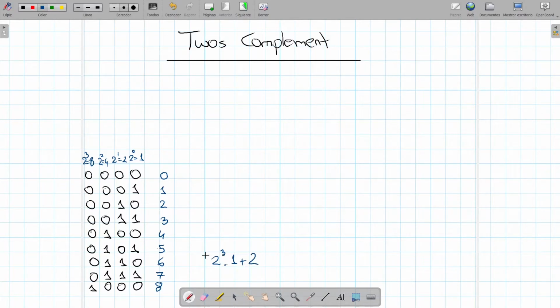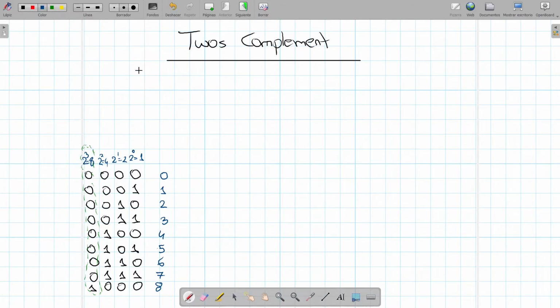For example, here in 6, this is 2 to the power of 2 times 1 plus 2 to the power of 1 times 1, and that's 4 plus 2 equals 6. Okay, so that's very easy. The problem is, how do we represent negative numbers? So the first thing that people thought of was to remove one of the bits, one of the positions, and use that bit as a sign bit.